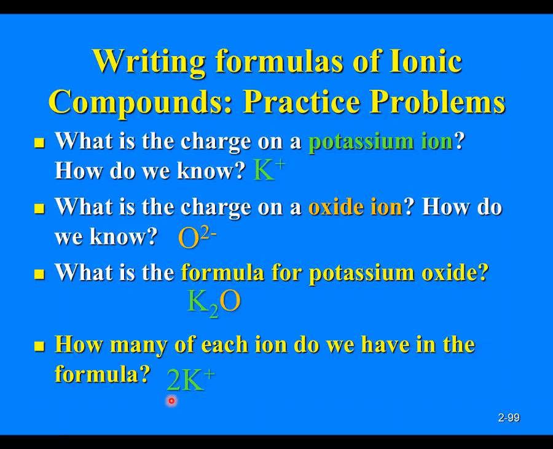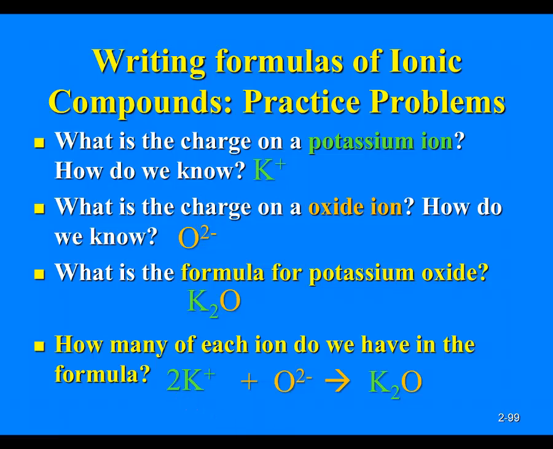I can indicate that with a 2 before potassium, before they've combined. And then if I just have 1 oxide, I don't usually show the 1, but we can imagine it's there. They combine in a 2-to-1 ratio. So once they combine to form the ionic compound, I show a subscript 2 after the cation to indicate that I have 2 of those cations present in the compound formula. When they haven't combined yet, we'd show the 2 as a coefficient before the ion.